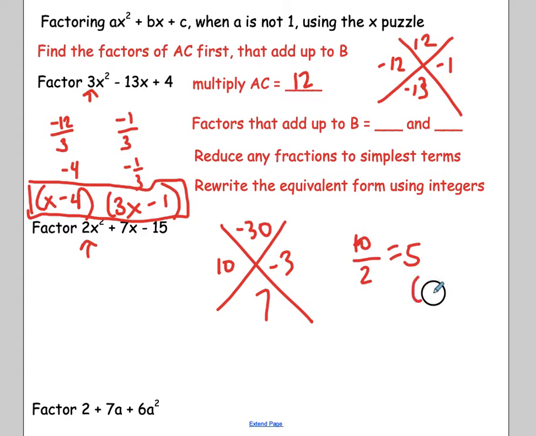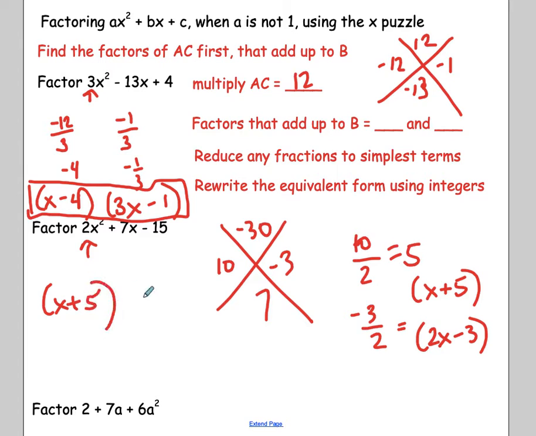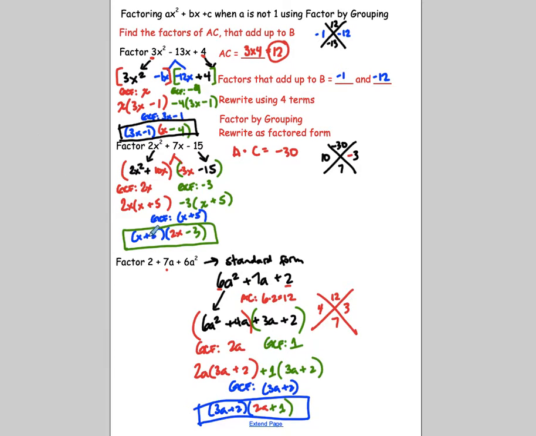So I now know that x plus 5 is one of my factors. Then I take the next number, negative 3, and divide it by a, and that's a fraction that can't be reduced anymore. To rewrite this as a factor, the 2 goes before the x and the minus 3 is its constant. So this is 2x minus 3. Those are my two factors, x plus 5 and then 2x minus 3. Again, this is a shortcut that I've learned before.